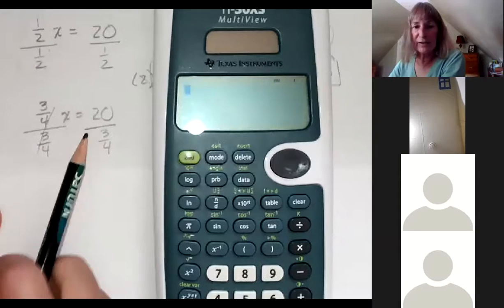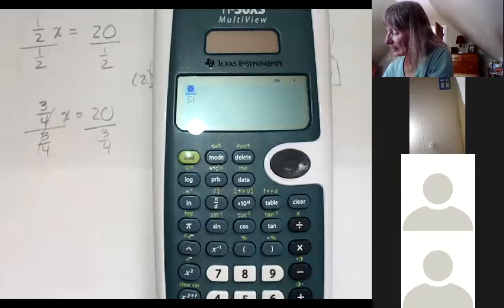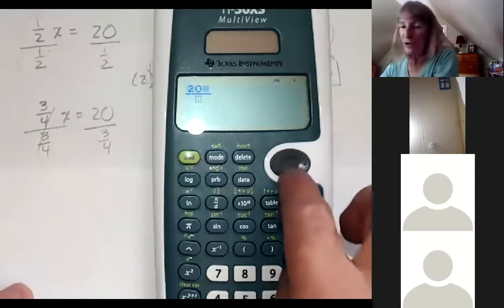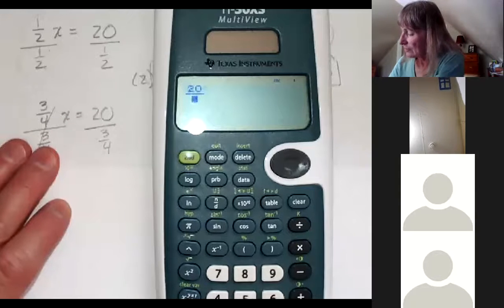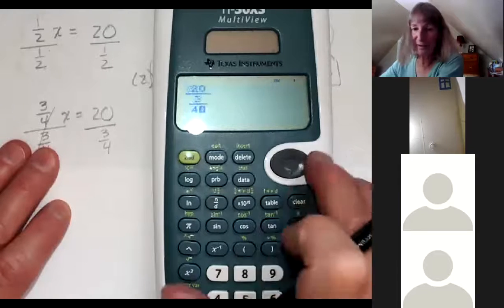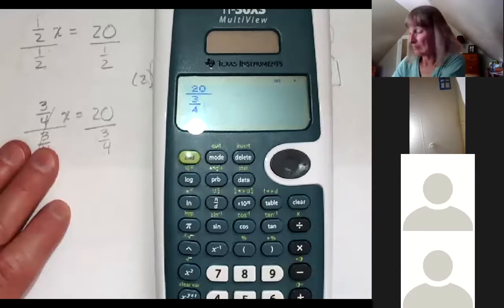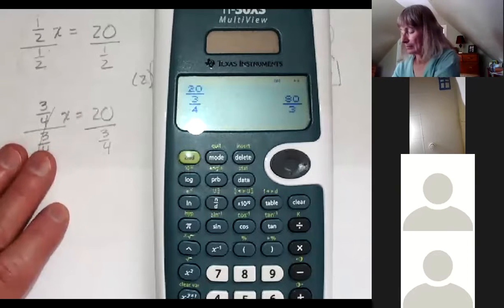So to put this in, it's a fraction, and 20 is on top. And then when you get down to the bottom, we need another fraction. So you just hit the fraction key again. It's going to let you put in that 3/4. That's cool. Yeah, isn't that nice? There's the answer. Oh gosh. 80/3. Okay.